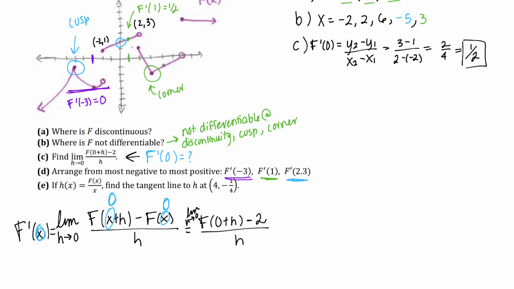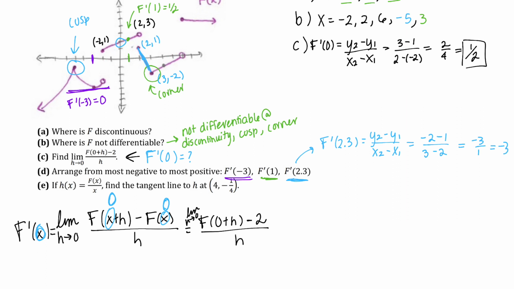And then finally, f prime of 2.3. 2.3 is somewhere in this area, which means you're finding the slope of this section of the line. So this is (2, 1). This is (3, -2). So we have y2 minus y1 over x2 minus x1. y2 is -2 minus 1. x2 is 3 minus 2. So we have -3 over 1, which is -3.